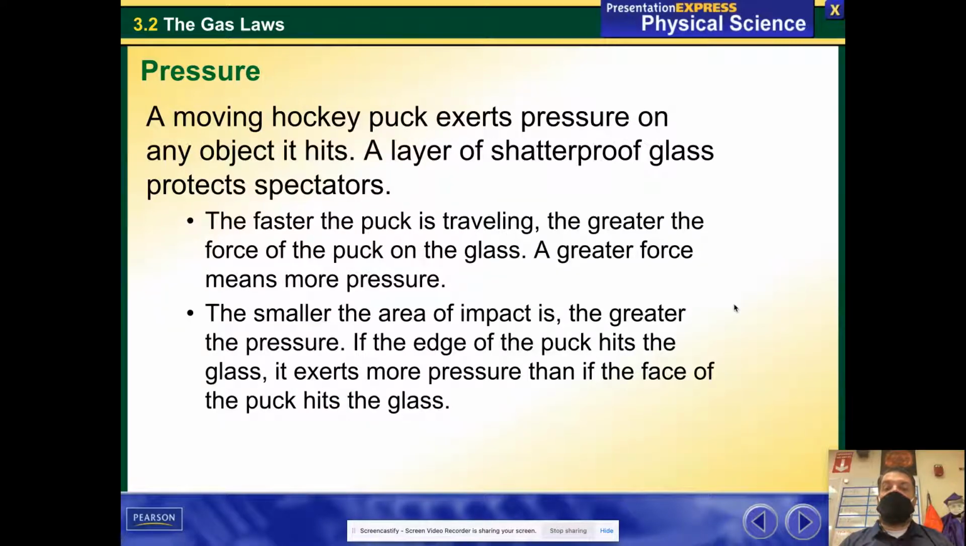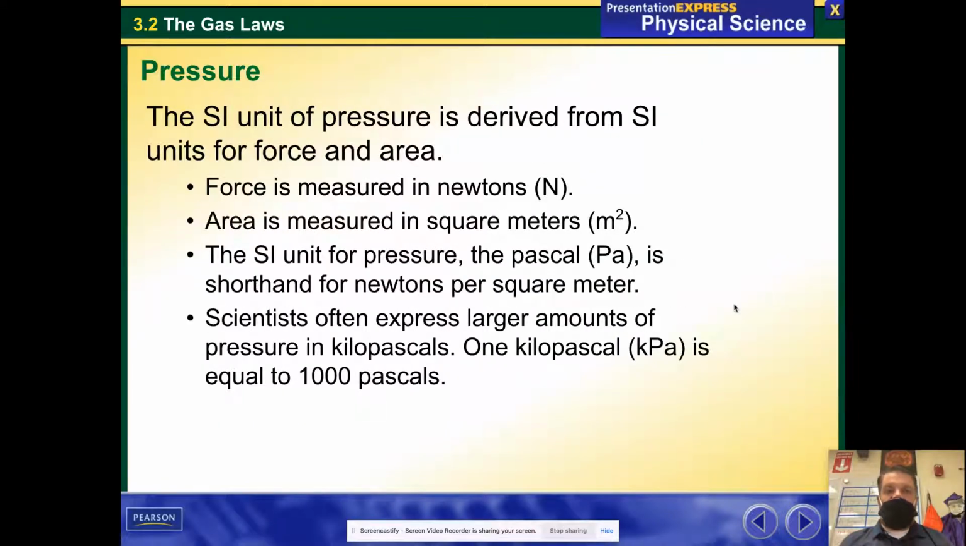The smaller the area of impact, the greater the pressure. If the edge of the puck hits the glass, it exerts more pressure than if the face of the puck hits the glass. So they're talking about a very thin edge, right, on the puck. All that momentum, all that energy gets channeled into a very small area. But if I take the circle part of the puck and I slam it up against the wall, that has a different impact.